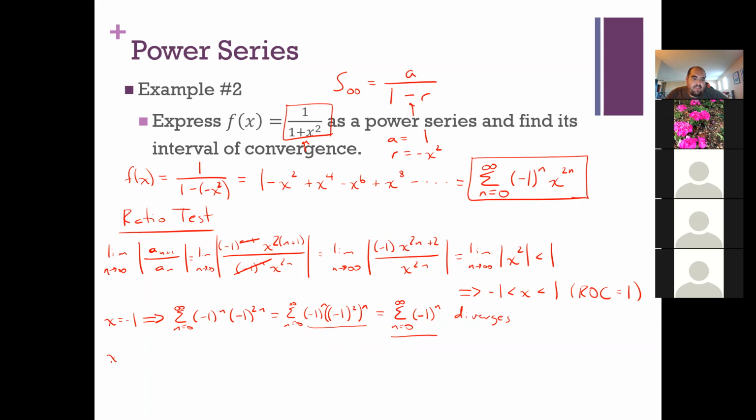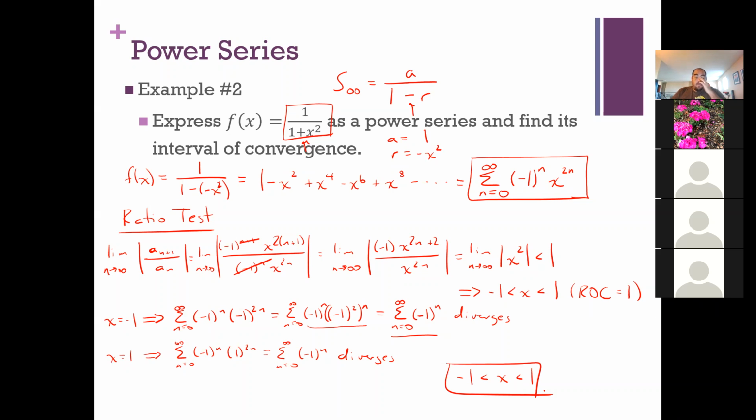That diverges. So what happens if I do x equals 1? So -1 to the n times 1 to the 2n. So I'm going to have the same series. So that diverges as well. So our interval of convergence was complete when we first got it: between -1 and 1, and I could not include either endpoint. Any questions there?